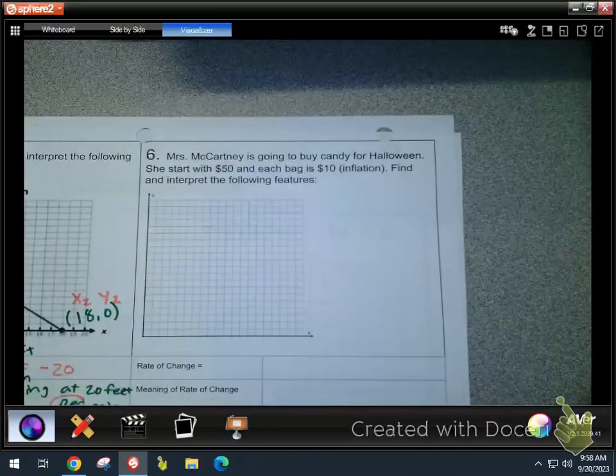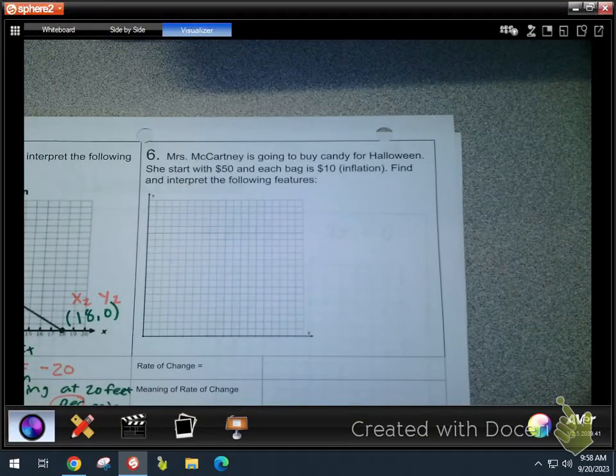All right, last problem. And then we're going to Delta Math it. Look at me, I'm going shopping for candy. Okay? For Halloween. This sounds perfect for my type of problem. I'm not running marathons, I'm buying candy. All right, I started with $50, and each bag of candy is $10 because inflation. I don't know if y'all have even looked at the prices of Halloween candy? It's insane. Okay, I think $10 is honestly pretty easy.